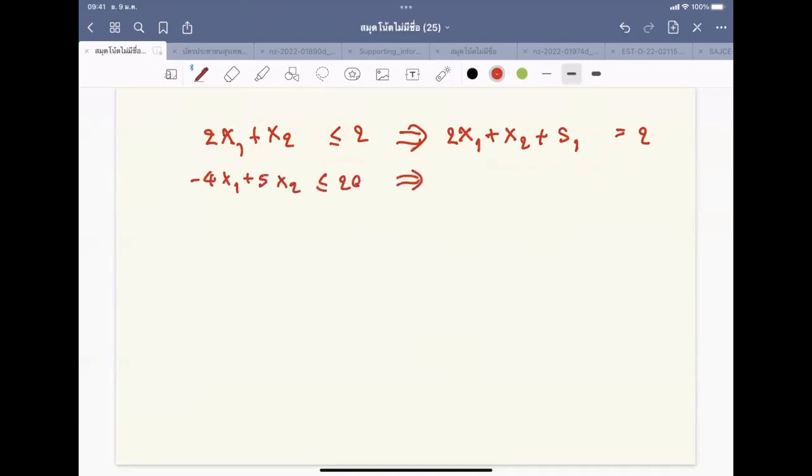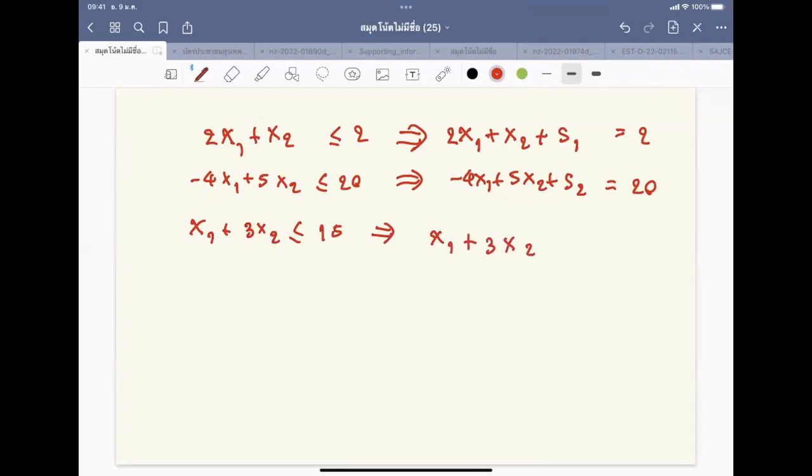20. So this one becomes equal to 20, so x1 plus 3x2, and this one becomes x1 plus 3x2.